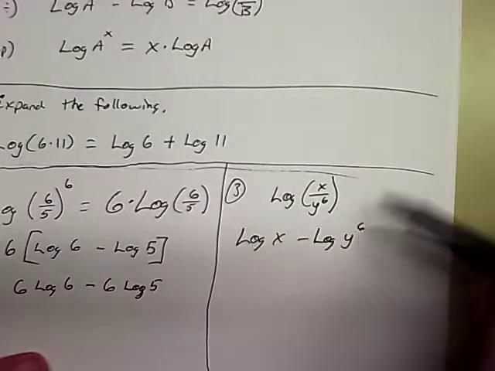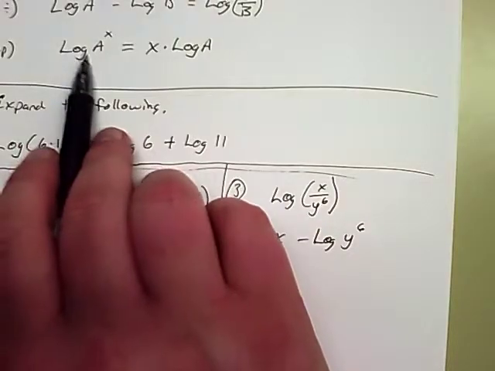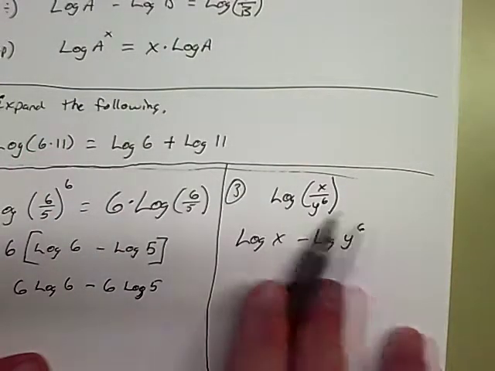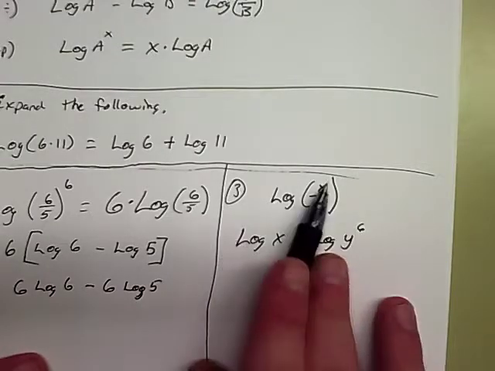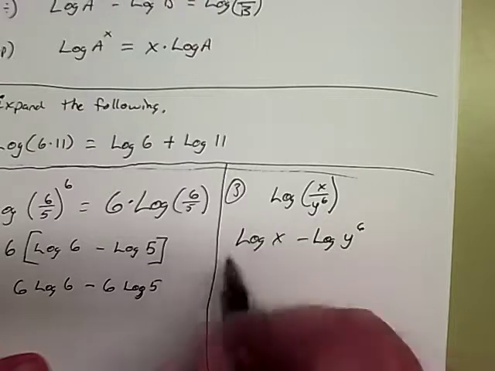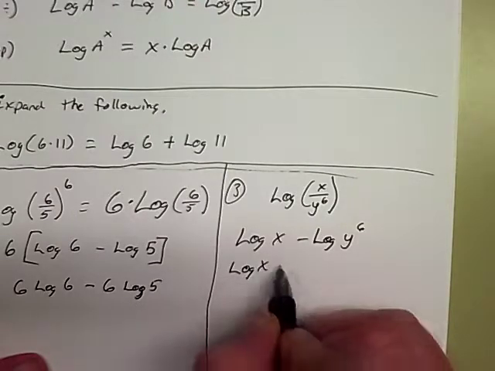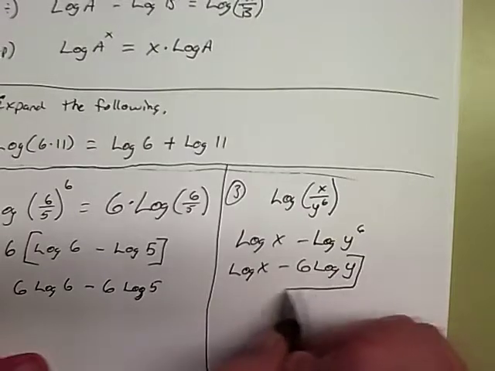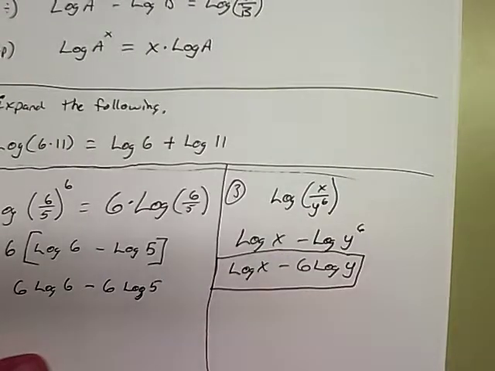Well, now I have that exponent. So then I could take advantage of my exponential law, and that 6 is going to come out front to here. Not all the way in front of the x, right? The x didn't have the 6th power, just the y. So then I end up with the log of x minus 6 log of y. And that'd be my final answer.